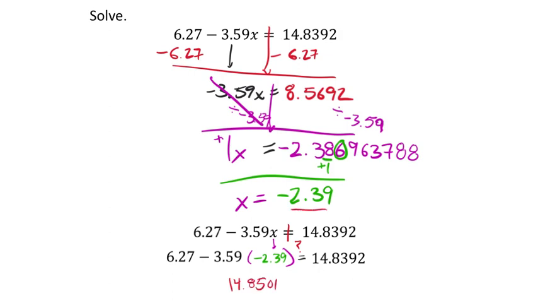But 14.8501 came from the rounded answer of negative 2.39. Our answer wasn't negative 2.39, it was negative 2.3869633788, which is why it doesn't give us exactly the value we were looking for. Even though that's false, it's okay because it's close enough, only off by about 1/100th. I can't emphasize this enough: I got a false statement when I checked, but it's true because it was rounded.